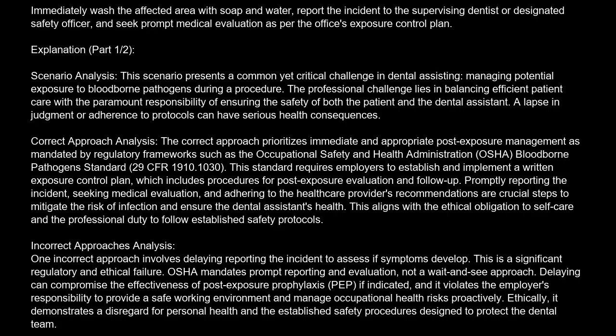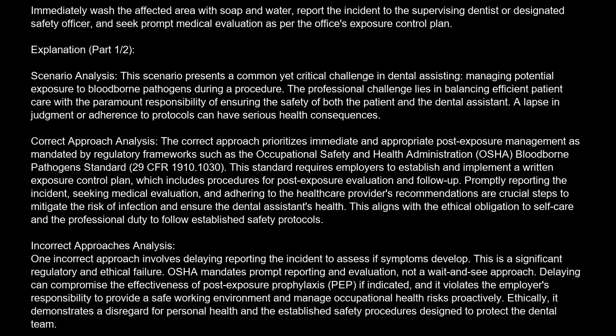Explanation. Scenario analysis. This scenario presents a common yet critical challenge in dental assisting: managing potential exposure to bloodborne pathogens during a procedure. The professional challenge lies in balancing efficient patient care with the paramount responsibility of ensuring the safety of both the patient and the dental assistant. A lapse in judgment or adherence to protocols can have serious health consequences.